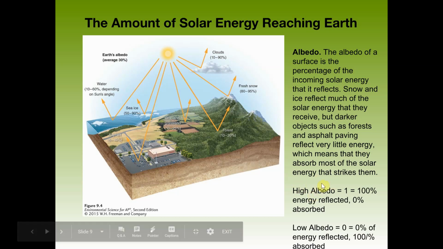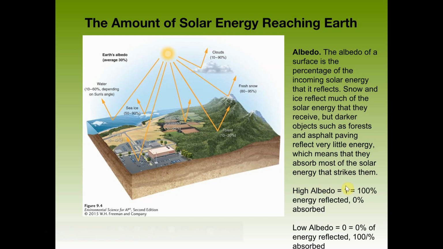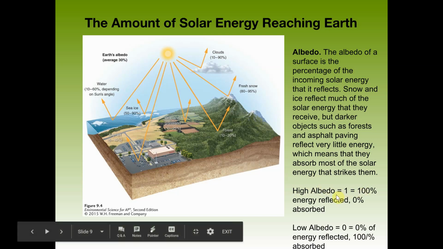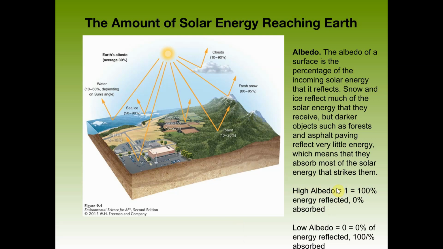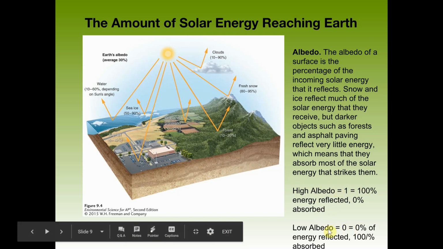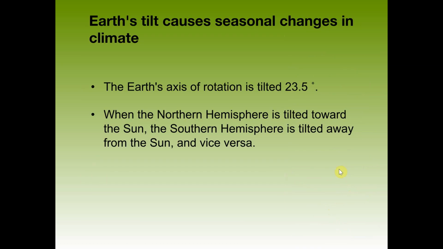So we measure albedo from 0 to 1. 1 means that we are 100% reflecting the energy, 0% absorbed. There's really nothing that can do that on Earth. And then low albedo is 0, so 0% of the energy reflected, 100% is absorbed.